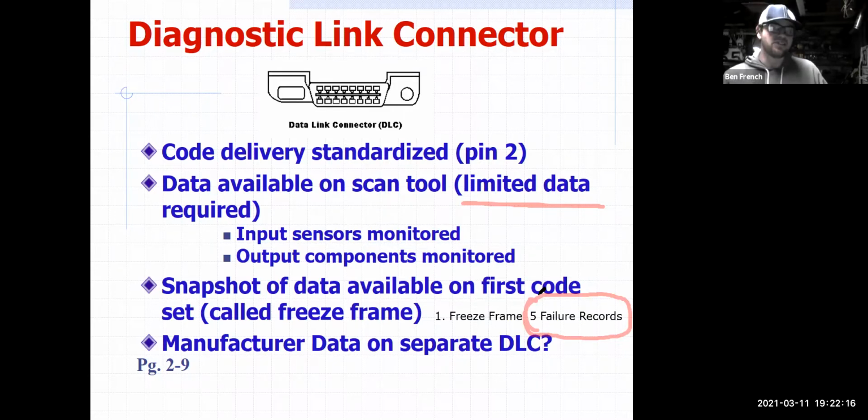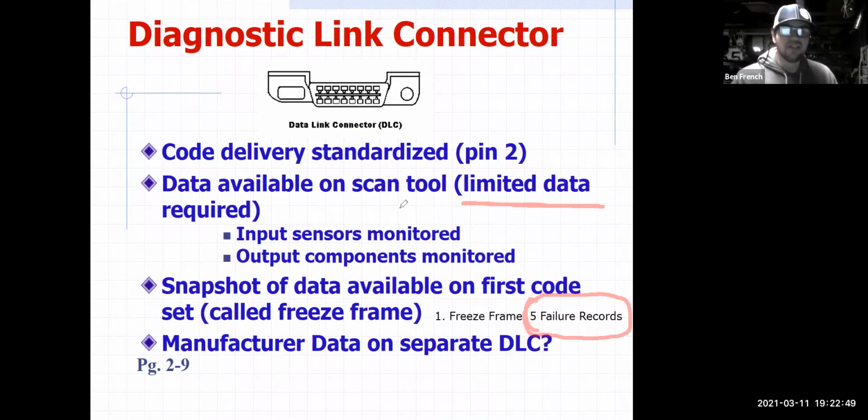Now, why is that so important? Well, if I've set a code, I want to know, well, what was going on when that code was set, right? Because if the car was at wide open throttle going 100 miles an hour, that's a totally different situation than the car being on a cold start and sitting there idling, right? So the freeze frame is super important for me to know how the car was being operated when the code was set, so that I can reduplicate those conditions to see what was going on, right?